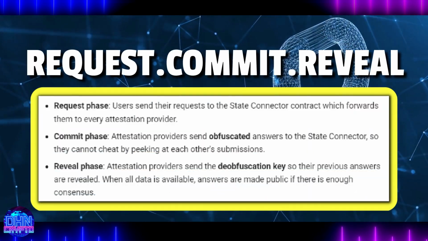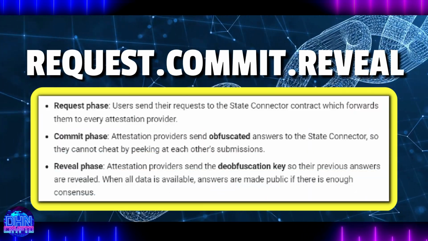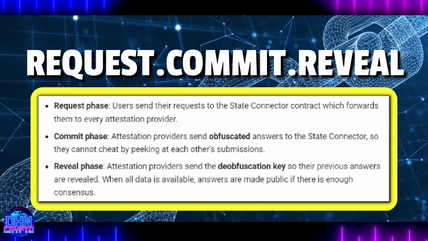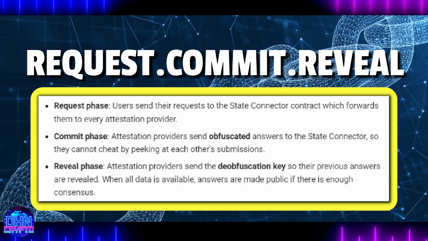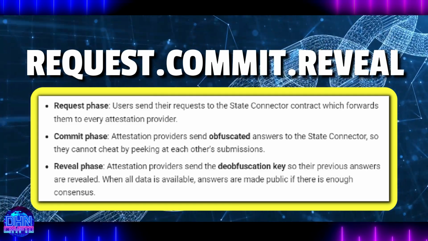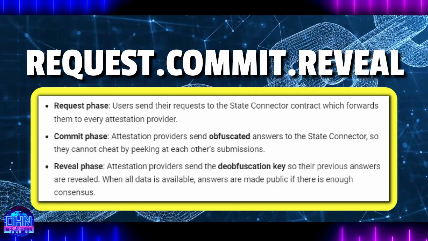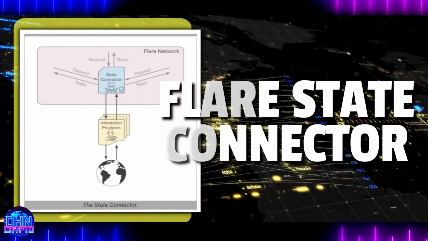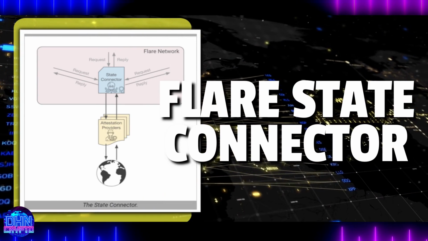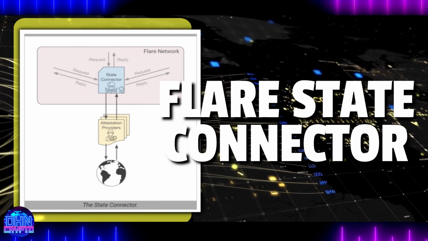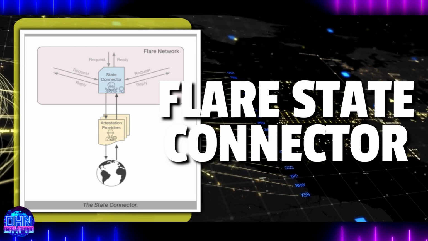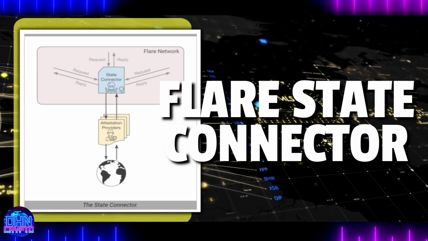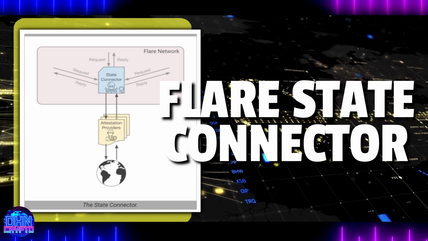Another protocol they use is request commit reveal. This collects requests in batches, and once all batches are agreed upon, it then publishes the results to the chain. One of the most essential components of the FLR network is the FLR State Connector. This combines bridging, information relay, and consensus to allow secure data acquisition and transfer.